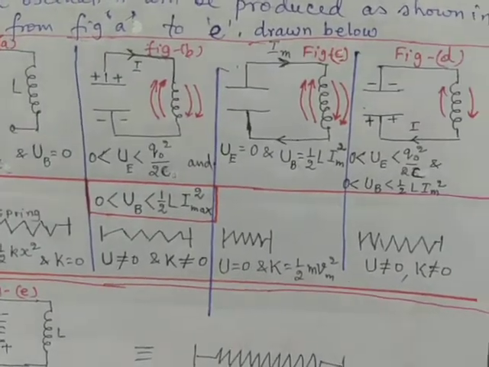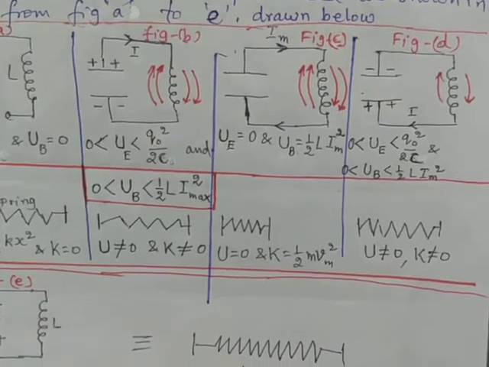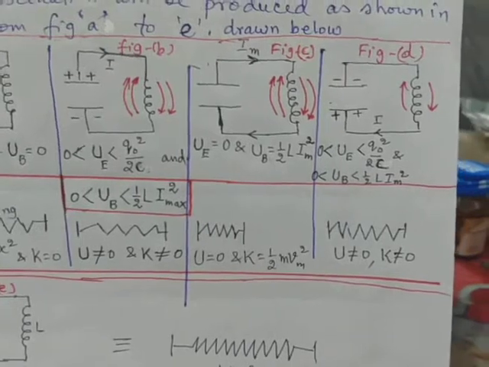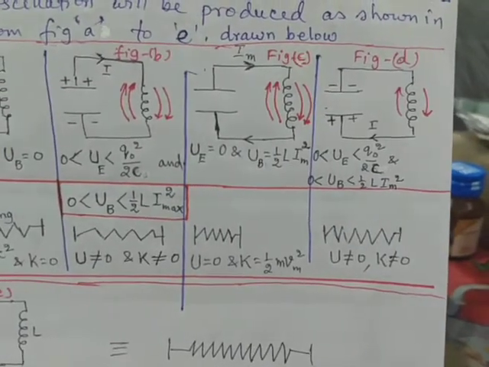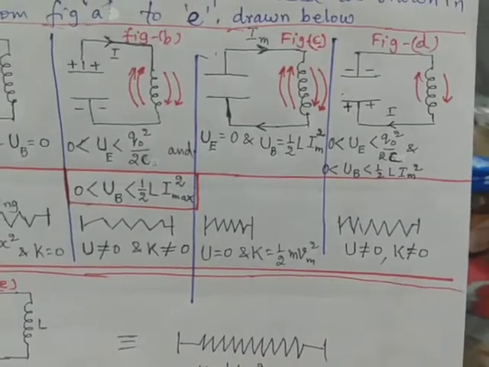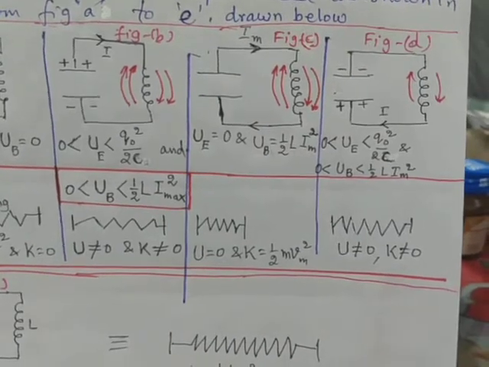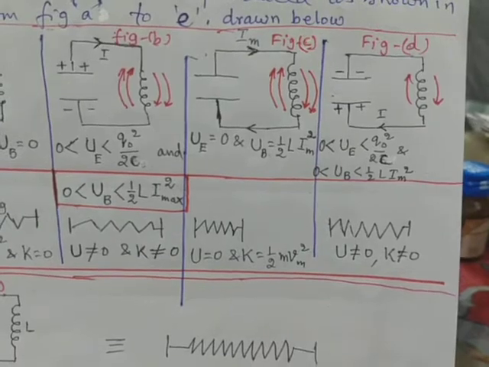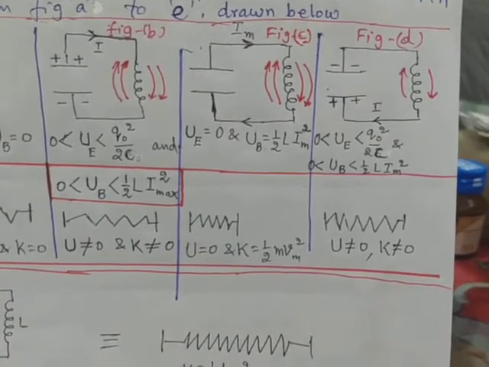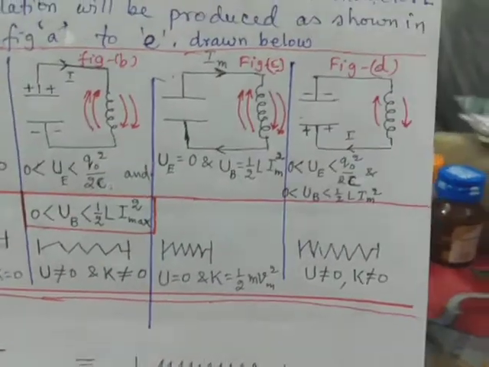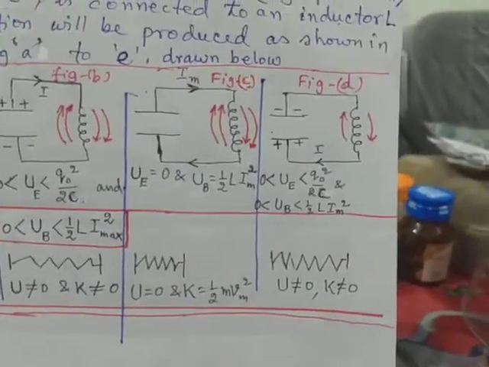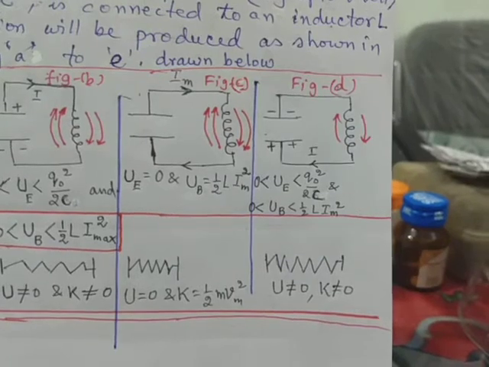Now in the third stage, referring to figure C, finally the capacitor discharges, and now no longer any electrical energy is stored in the circuit, but the total energy is now converted into magnetic energy as stored in the inductance coil. So finally, now there is no change in current.